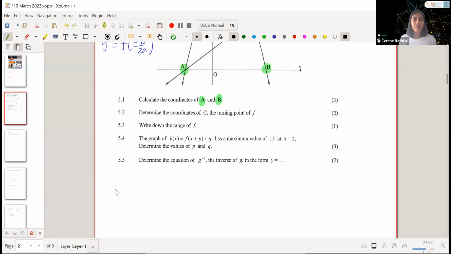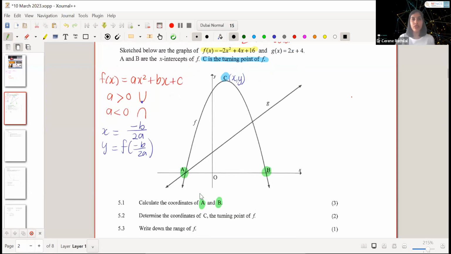So I'm now solving 5.1. I know that my function is given by f of x equals, let's remind ourselves, minus 2x squared.